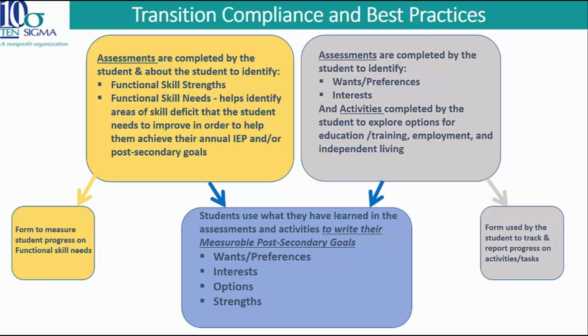Then, of course, and this is where most districts have difficulty, a form or forms and checklists need to be developed to measure progress on these functional skills. And it's difficult to measure progress on functional skills unless you have some kind of checklist or rubric. And also another form for the student to use to track their progress on activities and tasks they have completed in order to reach their post-secondary goals.